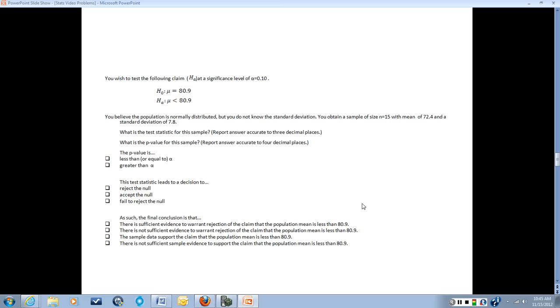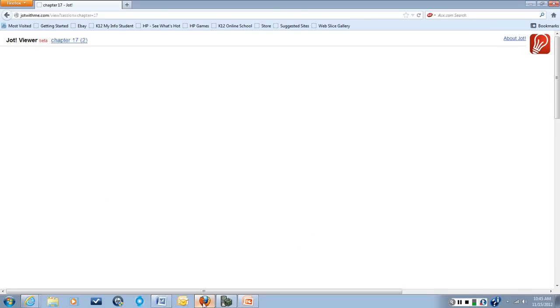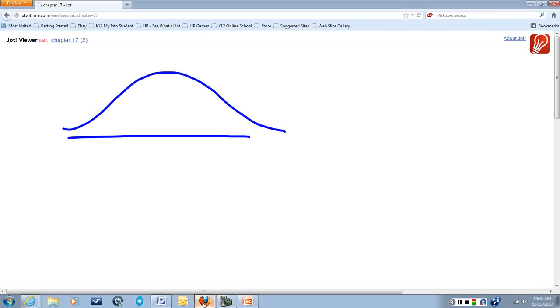So to perform this test, we're asked to find the test statistic and the p-value, compare the p-value to alpha, and lead to a decision and conclusion. So the first thing we're going to do is just think about what a hypothesis test is asking us to do. Now, we do not know the population standard deviation, so we cannot use z procedures. We're using t procedures on this one.